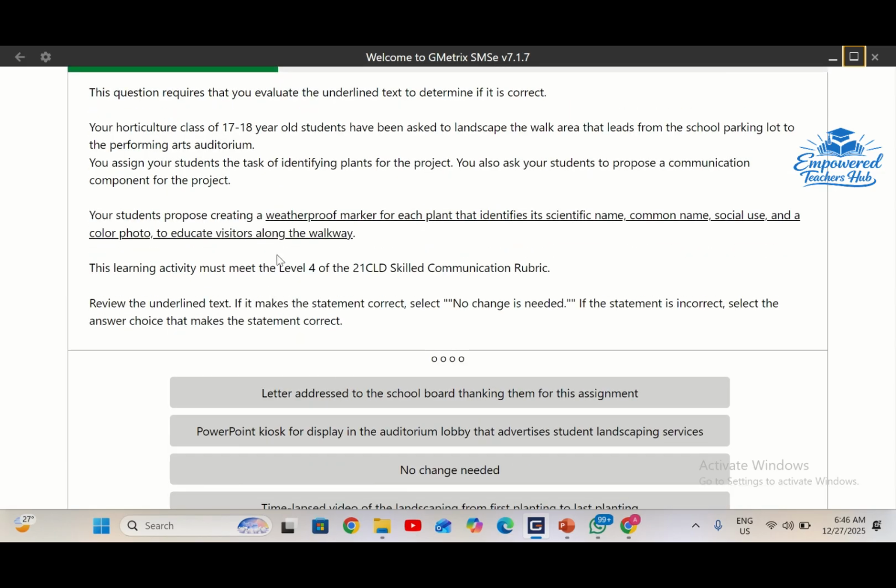Okay, so the underlined text: the students propose creating a weatherproof marker for each plant that identifies its scientific name, common name, social use, and a color photo to educate visitors along the walkway. This learning activity must meet the level 4 of the 21 CLD skilled communication rubric.